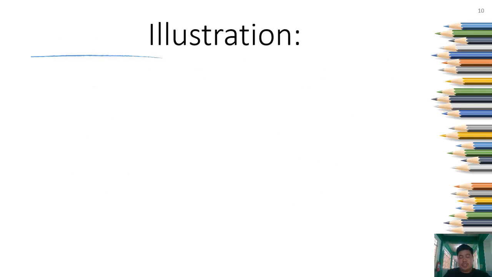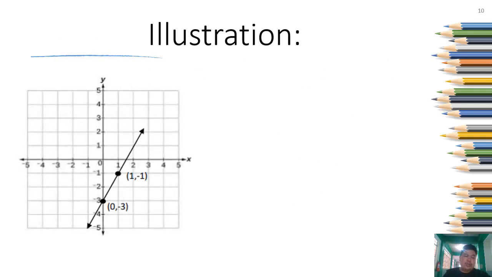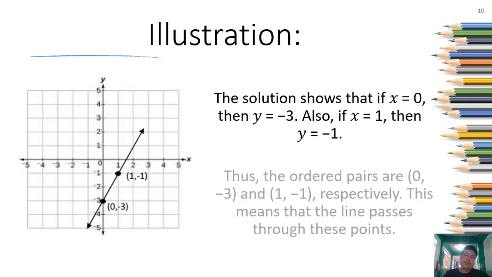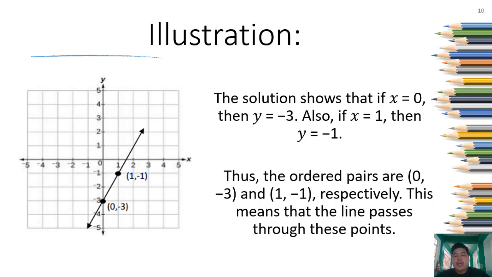Therefore, here's the illustration. We have the points (1, -1) and (0, -3). The solution shows that if x = 0, then y = -3. Also, if x = 1, then y = -1. Thus, the ordered pairs are (0, -3) and (1, -1) respectively. This means that the line passes through these points.